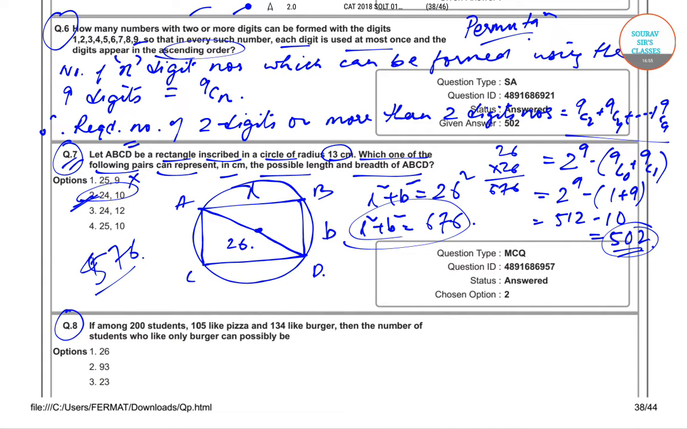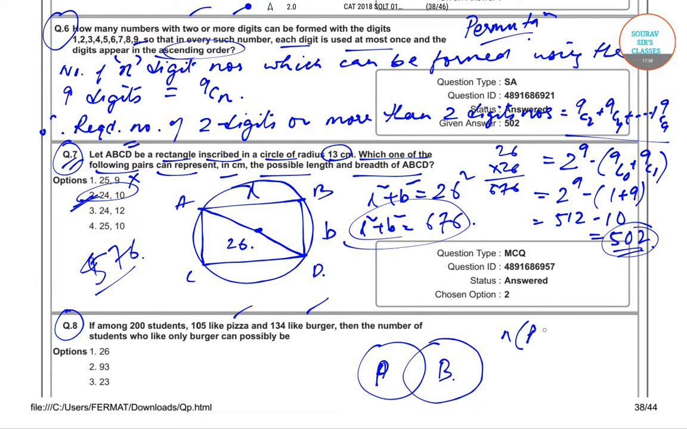The question number 8 says that among 200 students, 105 like pizza and 134 like burger, and we have to find out the number of students who like only burger. So that is what we are going to find now. There are 200 students, 105 like pizza and 134 like burger. Then the number of students who like only burger can possibly be. So we have this set of students who like pizza, and this is the set of students who like burger.